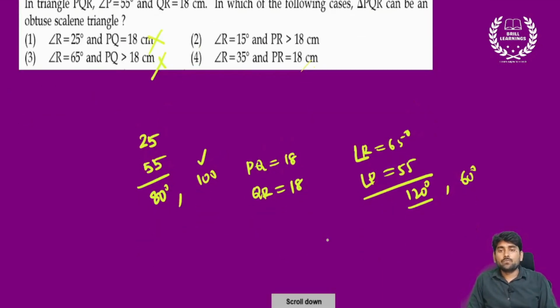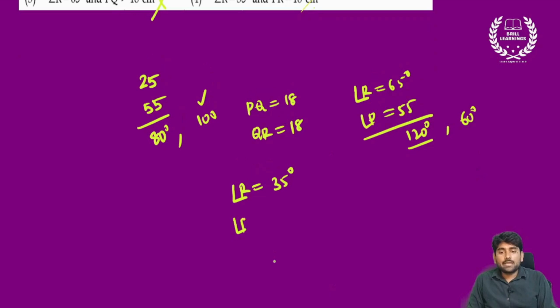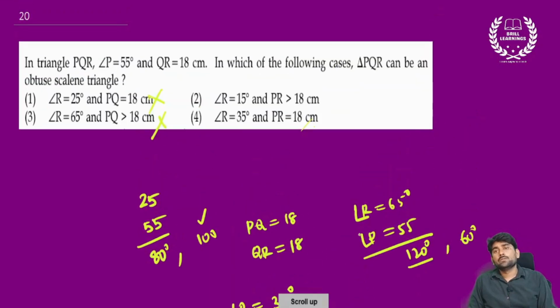Let's check the fourth one. They have given angle R as 35 degrees. In the question, angle P as 55. So add up these two values, 90 degrees. So the third angle will be 90 degrees only. That means it is a right angle triangle. And moreover, they have given side as 18 centimeter. In the question, QR as 18. So it is an isosceles triangle, isosceles right angle triangle. So this is also not a correct answer. Second one is the right answer here.